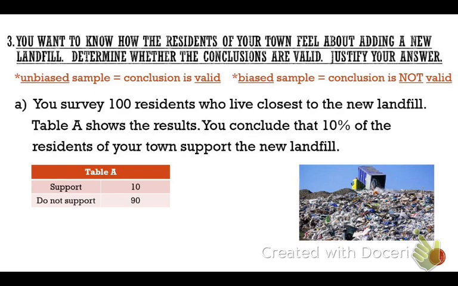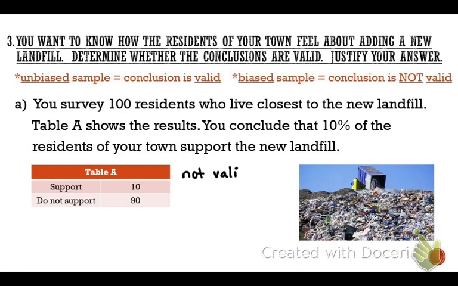Okay, here's where you guys messed up. It says it's the whole town. The residents of your whole town. Guys, did I go out and ask the whole town? Who did I ask? 100 people who live closest to the landfill. Do you think the people who live closest to the landfill feel the same way as people who live way far away from it? No. So guys, is this valid or not valid? Not valid. It is not valid.